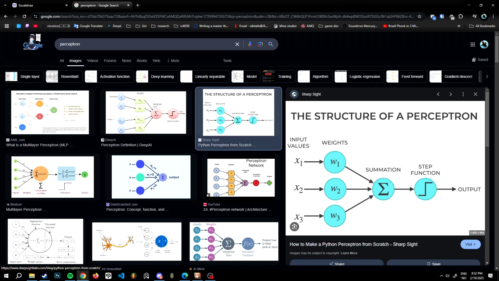The simplest way you can look at a perceptron is with this structure right over here, where it has three different input values. These values will then be summarized, and then there's a step function, which basically chooses the output to be 1 or 0, and then it gives out the output.